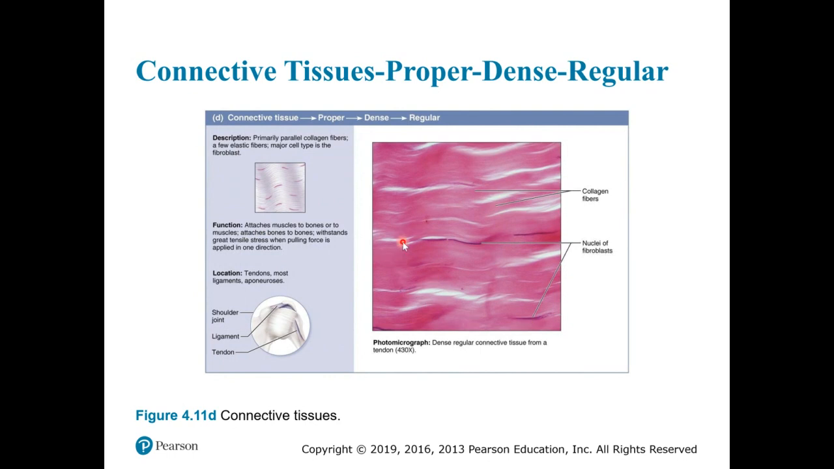So look at this. This red stuff staining left to right, those are collagen fibers. It looks wavy. They're all parallel to each other. So if this, say, was a tendon, and we had a muscle over here on the right and a bone over here on the left, and the muscle contracted, it would pull on the bone, and the bone would move.